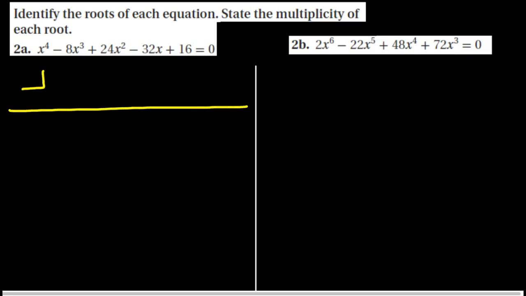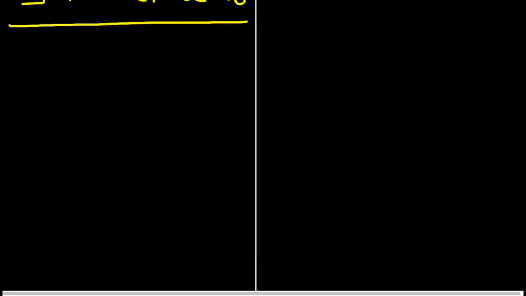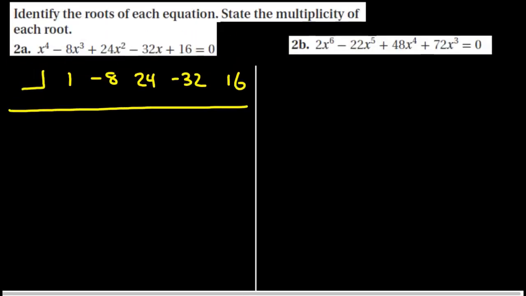and I don't think there's any terms missing. We got 1, -8, 24, -32, and 16. How are we going to know what to put in the box here? Well, you can look at a graph and determine. But there is another way if you don't have a graph. And this is called the rational root theorem.